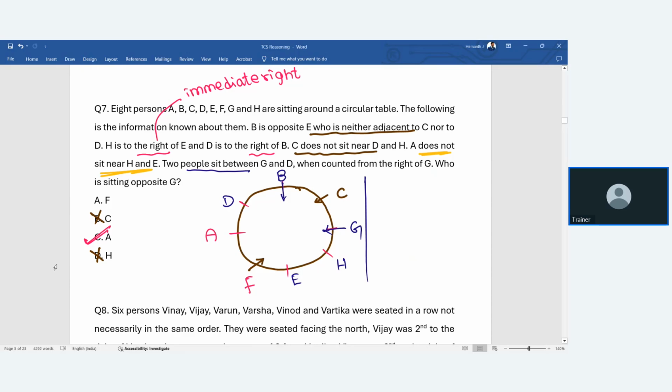Very good, A is the correct answer. Excellent, my dear friend. One of you gave the answer, good.